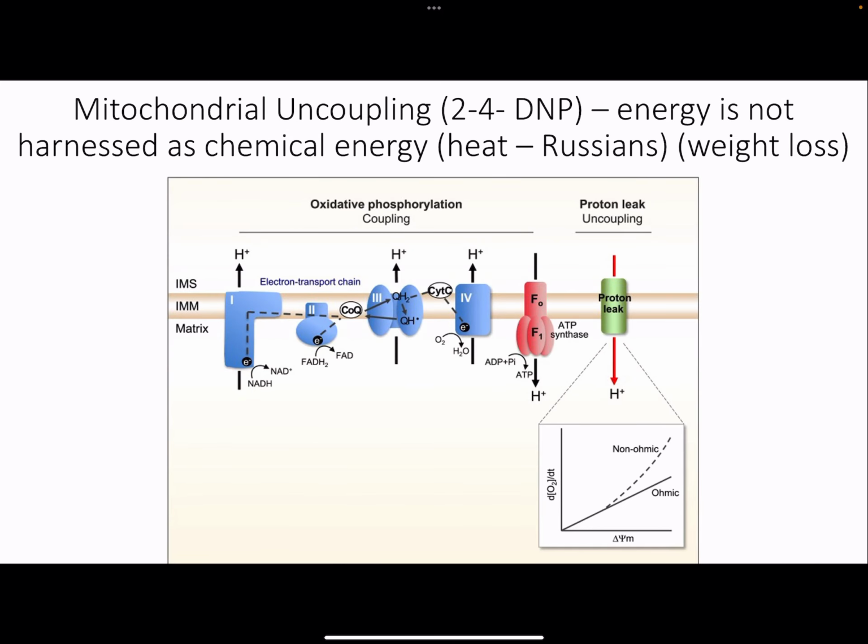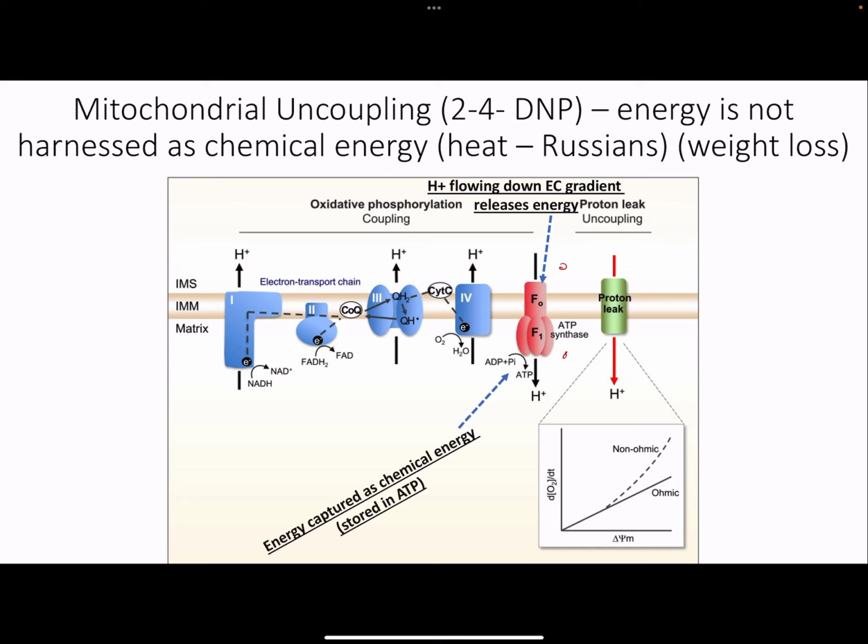So on that note, mitochondrial uncoupling. This happens with a drug called 2,4-DNP. Let's just recap. The protons flowing down the electrochemical gradient from the inner membrane space to the matrix are going to be captured here as ATP. But that's only because it's meeting resistance, the same way that the water goes across the water wheel and turns it. But what if we're cheating the system with a proton leak?